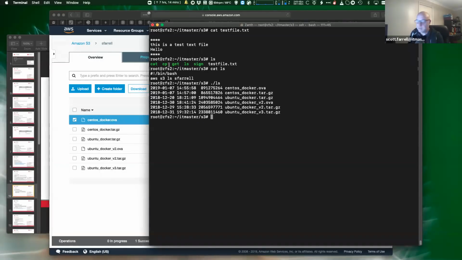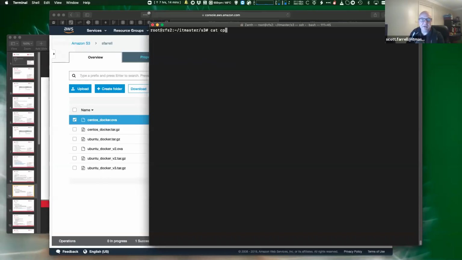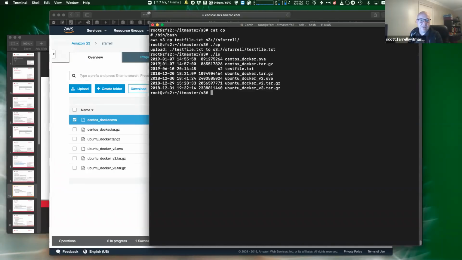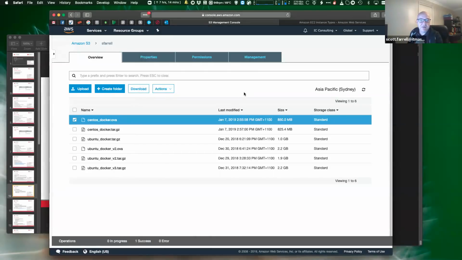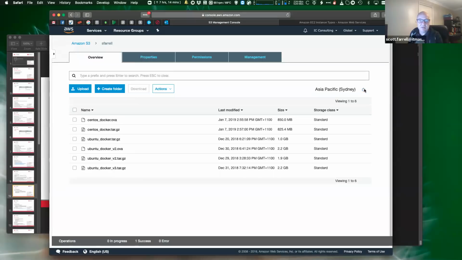The next thing is I'm going to copy up a file. I'm going to copy up that test file. So aws s3 cp, which is Linux for copy, test file. And this is the format of an S3 URL. So it's s3:// up to the sfarrel bucket. And now if I list it out, we'll see the test file here up in the bucket. If I refresh this, we've got the test file. So that's pretty exciting, isn't it?